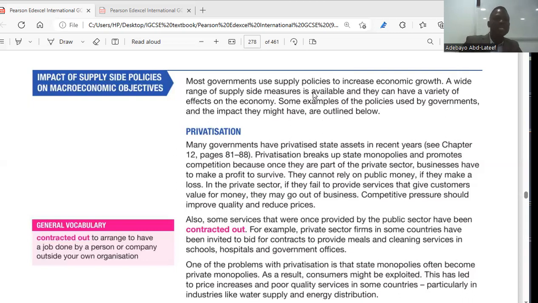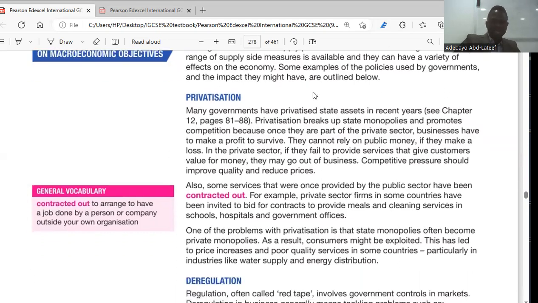So, impact of supply side policies. When we talk about impact of supply side policies, what we're talking about is the consequence of using supply side policies. Now let's check privatization. But before we go into that, I said most governments use supply side policies to increase economic growth. A wide range of supply side measures is available and they can have a variety of effects on the economy. Some examples of the policies used by governments, and their impacts, are outlined.